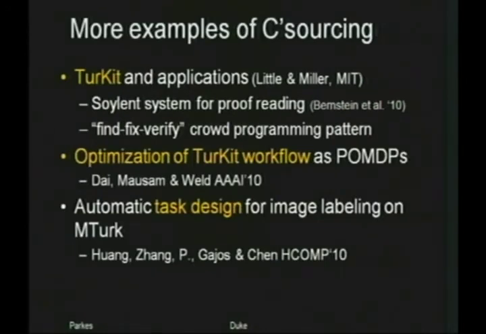More really interesting examples: Rob Miller's group at MIT and his PhD student Greg Little and their group have been working on a platform they call TurKit, which is a scripting language to program into Amazon Mechanical Turk. And one really cool thing they've done recently is the Soylent system, which is basically a button in Microsoft Word. You write a paragraph, you push the button, and then in the background, it takes about 20 minutes, that paragraph goes off onto Turk and is proofread and improved by the crowd through a find, fix, verify programming pattern, and comes back into your document improved.